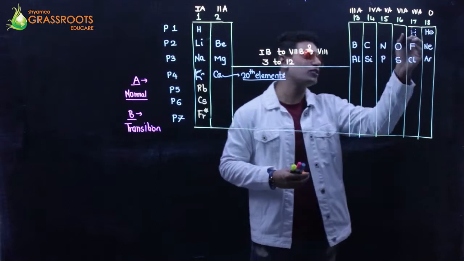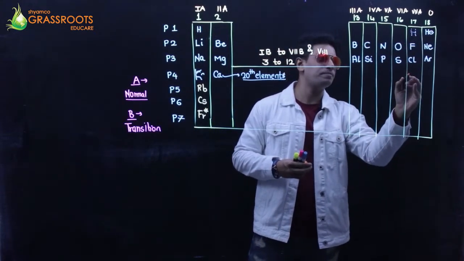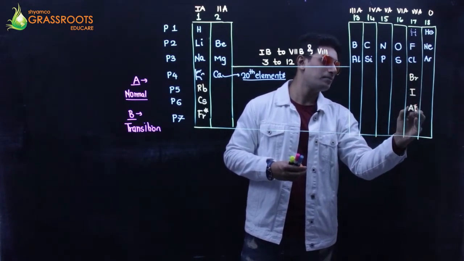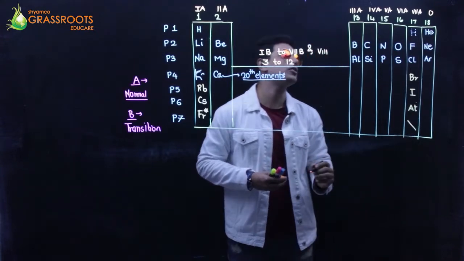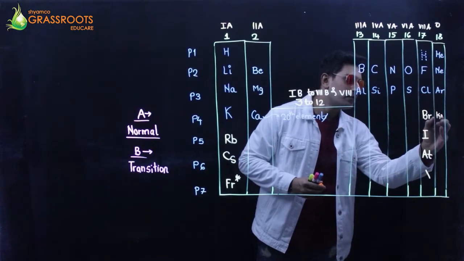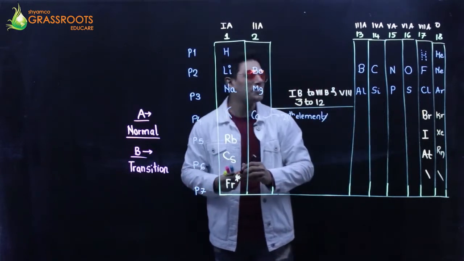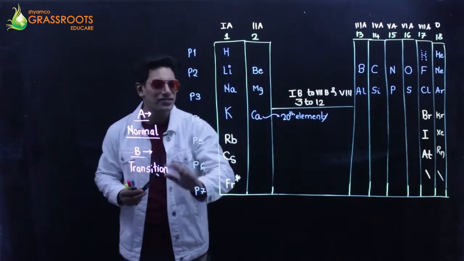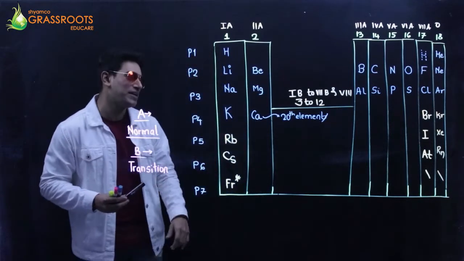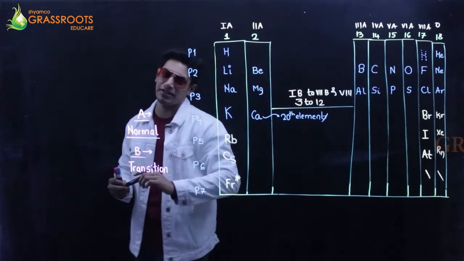Out here in the 17th group, I want you to remember a few more: fluorine, chlorine, bromine, iodine, astatine, and no need to remember this one. Helium, neon, argon, krypton, xenon, radon, and you don't need to remember this. So this was about the normal elements and the transition elements which I have written, and we have seen the differentiation between both of them. These elements which I have written on the board should be learned by heart.